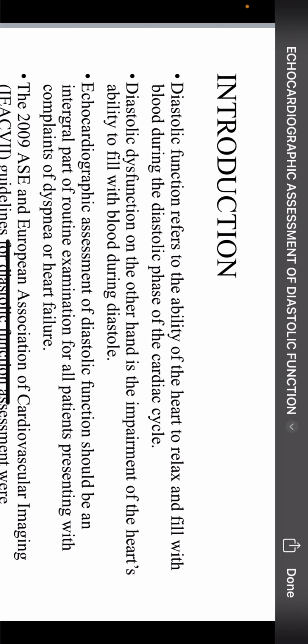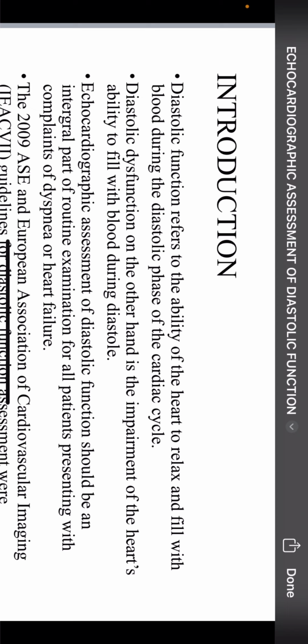Now in diastole, the heart fills with blood, on the right side from the IVC, the SVC and the coronary sinus, and on the left side from the pulmonary veins. That is diastole. So during the diastolic phase, the heart fills. That is diastolic functioning. If that function is hampered, not working well, it is called diastolic dysfunction. That is the impairment of the ability of the heart to fill with blood during diastole.